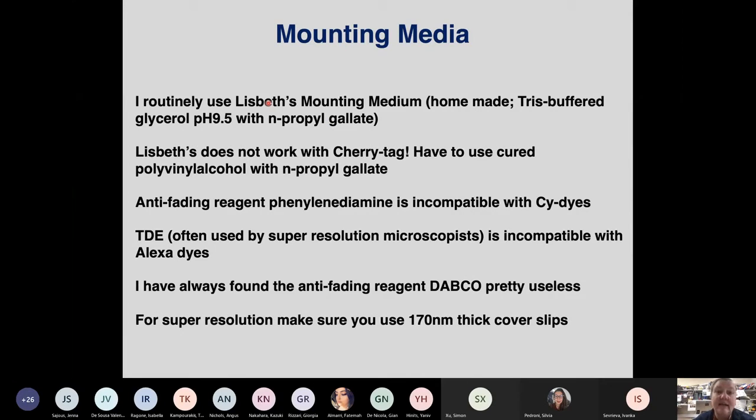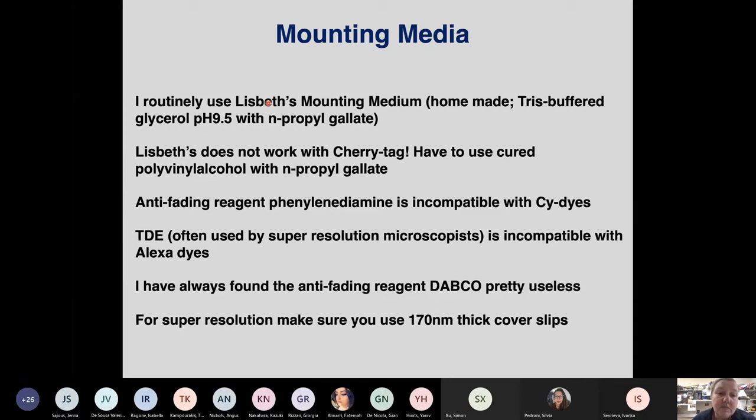And then I had to realize that Elisabeth's medium doesn't work with mCherry, because while you're focusing your mCherry that you have still looked at happily in your living cell, the signal disappears. So you have to use a different mounting medium. So in my case, I tend to use cured polyvinyl alcohol with n-propyl gallate in order to visualize mCherry, whereas GFP is absolutely no problem with Elisabeth's mounting medium.